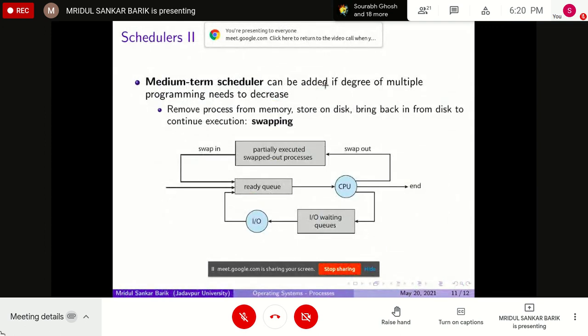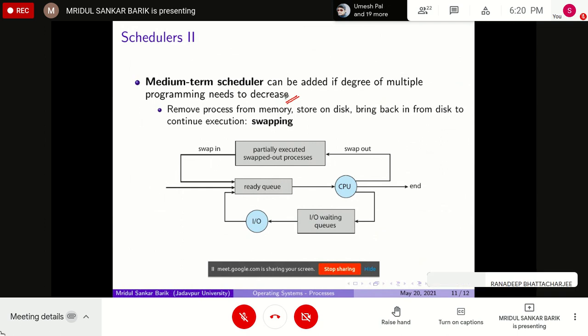Now, the midterm scheduler can be added if the degree of multiprogramming needs to decrease at a certain point of time. So we have seen the long-term scheduler is responsible for controlling the degree of multiprogramming, right? So when the degree of multiprogramming reduces, it increases the degree of multiprogramming by introducing more processes into the memory, into the ready state.